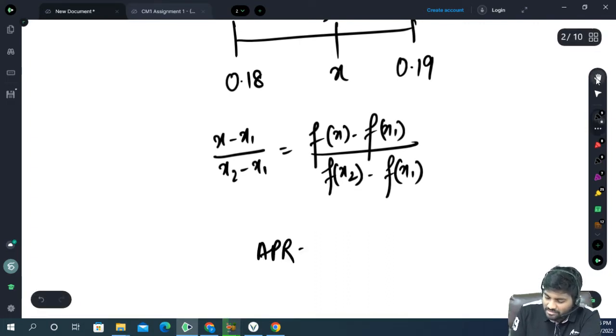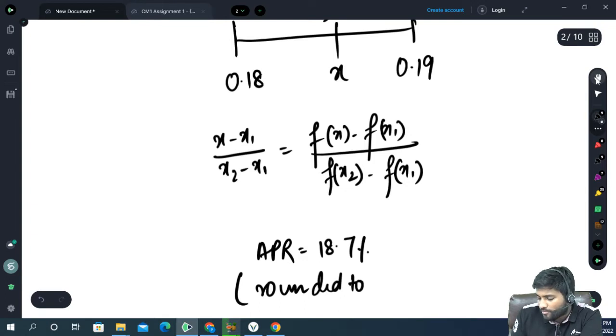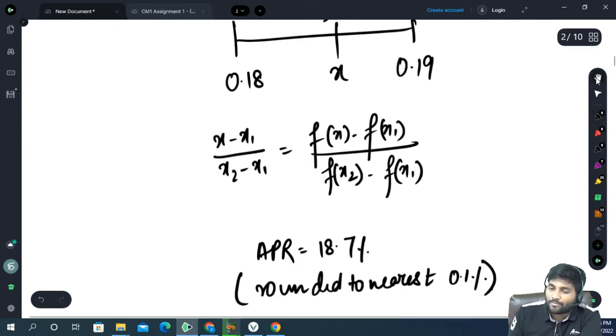18.7. So APR is 18.7% rounded to the nearest 0.1%. Okay. And it is the normal effective rate of interest. So the bank quoted you 10% flat rate, but in actual you are paying 18.7%, which is roughly double the flat rate. This is the loophole, because we are paying interest on the whole amount of the loan for the whole term of the loan.